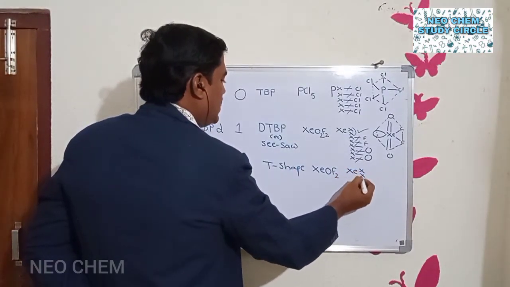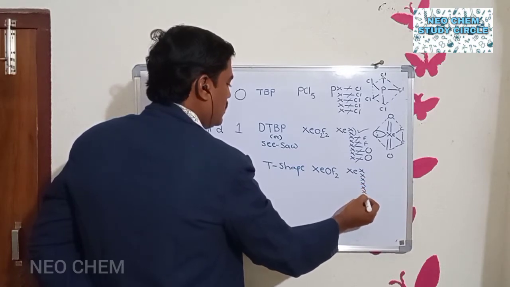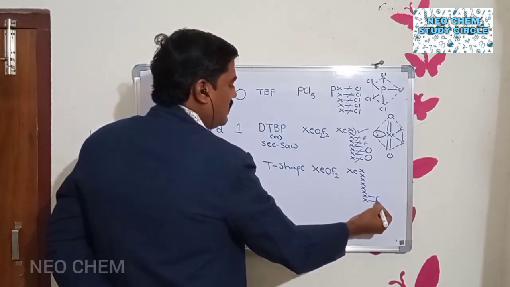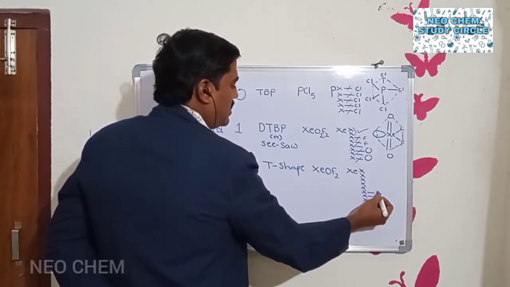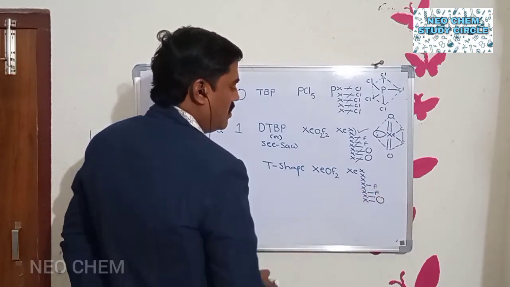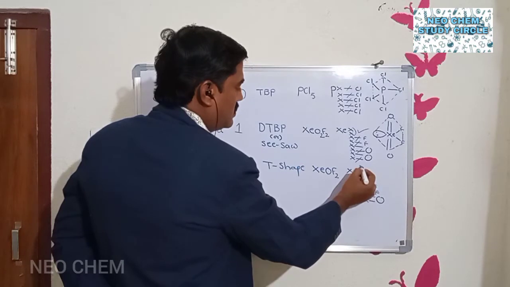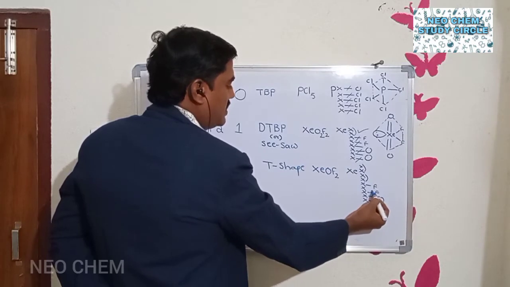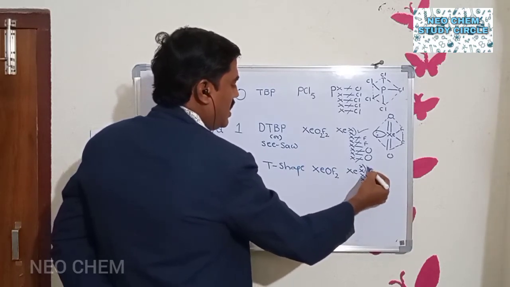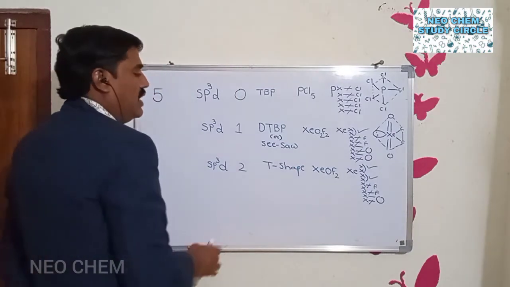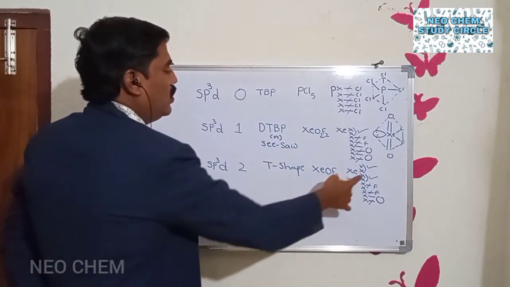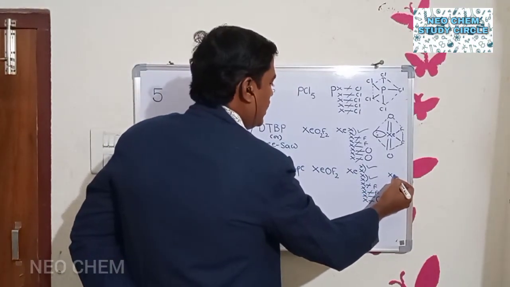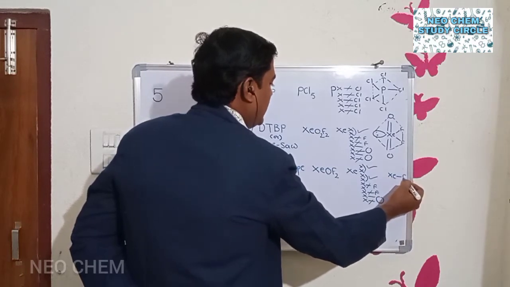Again, we should write 8 valency electrons. One oxygen atom is there, so 2 electrons together. We should write 1 oxygen and 1 fluoro group. There are 2 lone pairs. So first sigma bond, second, third, fourth, and the fifth one. So sp3d hybridization, and 2 lone pairs are there over the xenon. Now the T shape geometry can be written like this.